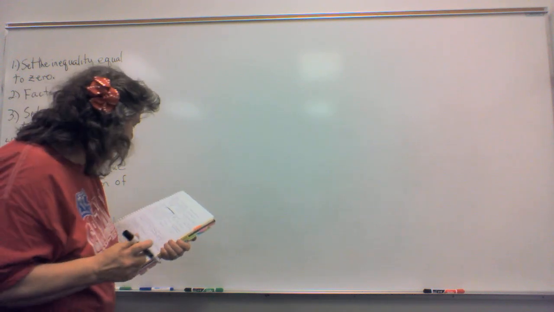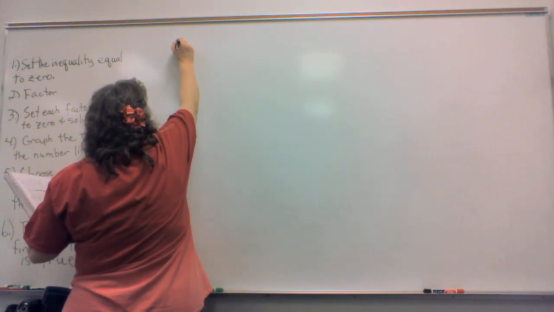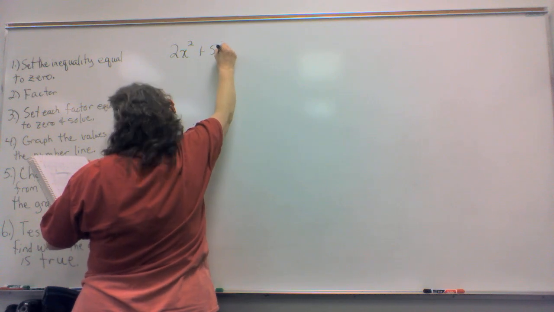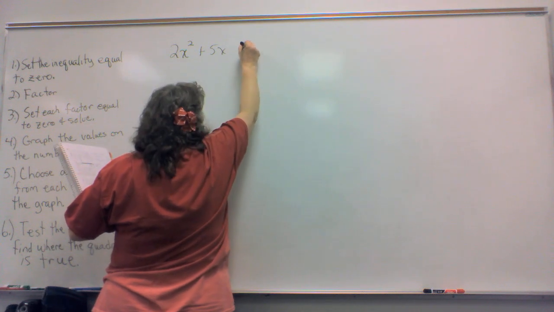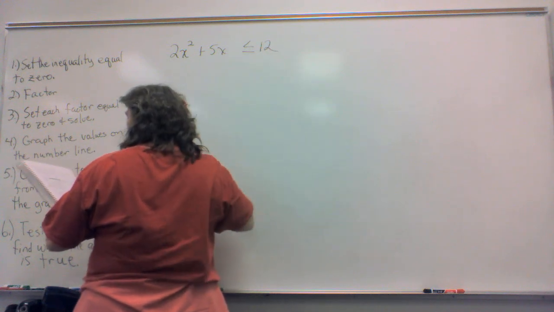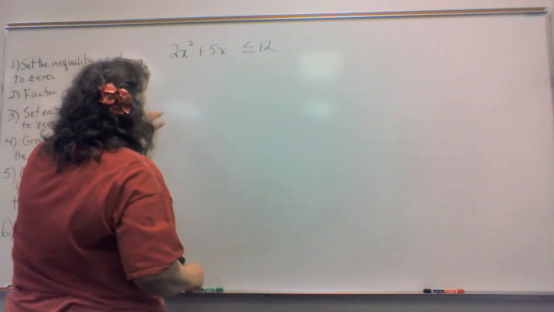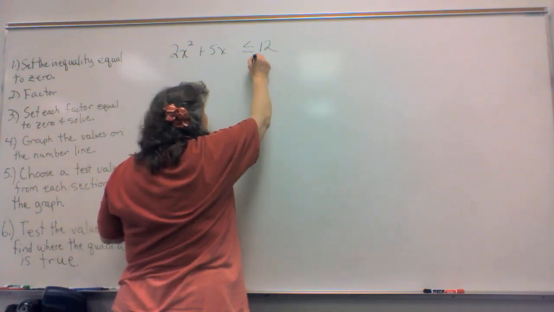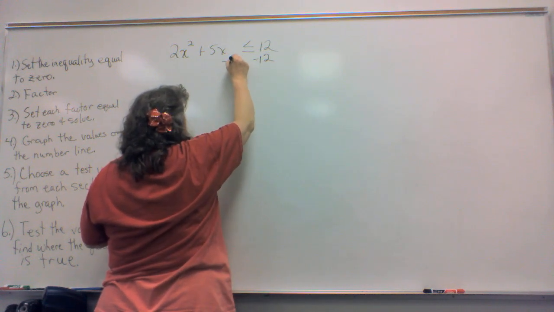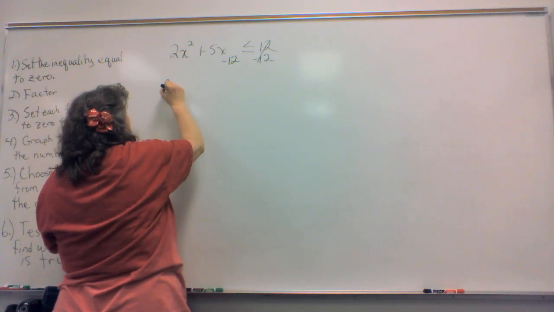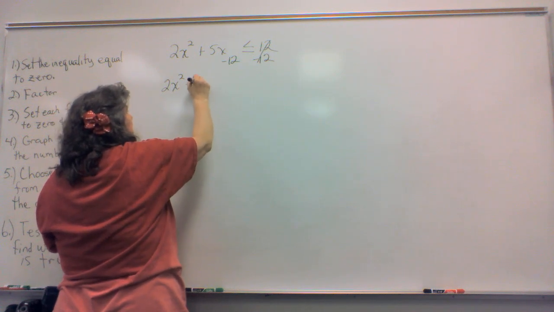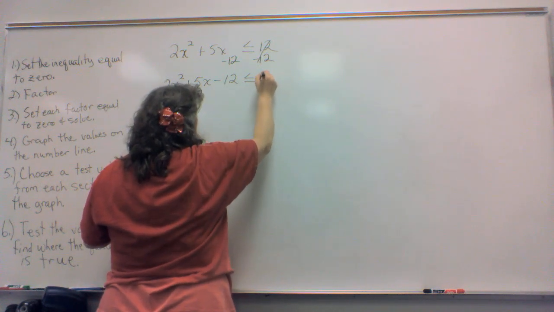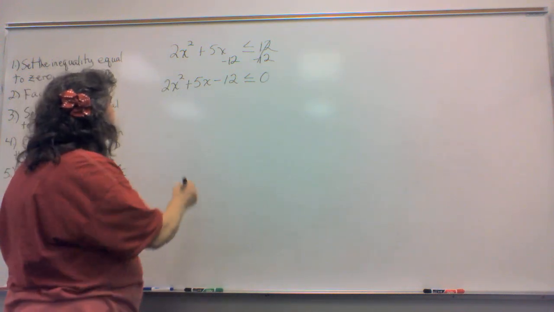Okay, let's look at this one now. 2x squared plus 5x is less than or equal to 12. Now, is this relating to 0? No. So our first step is to subtract our 12 from both sides. So it does. 2x squared plus 5x minus 12 is less than or equal to 0. Now we're ready to factor.